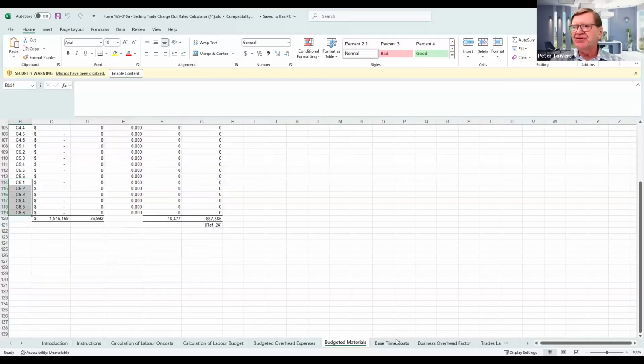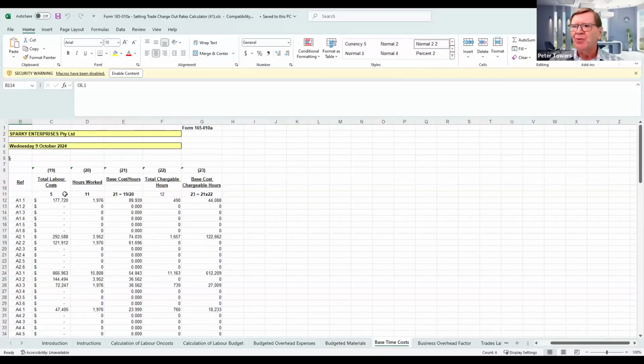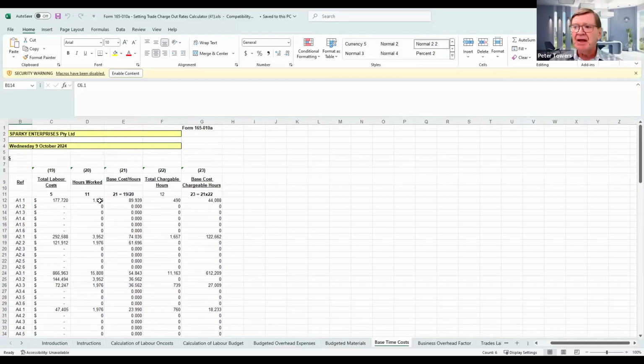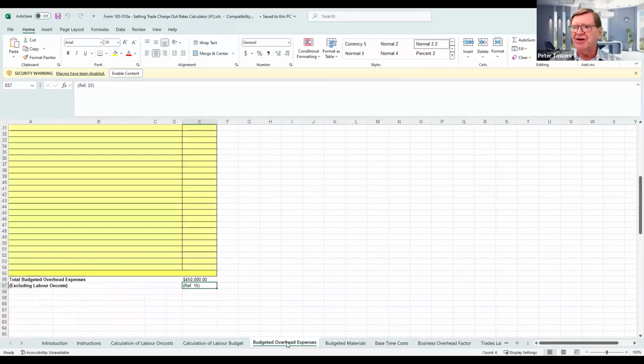The system then goes through some basic calculations to calculate the base cost. You can sit down and work this through if you like, but we take the total labour cost for each of these people. The numbers continue, the reference numbers, so you know who we're looking at. The hours worked, the base cost per hour, which is calculated there, and the total chargeable hours that we're going to charge this guy out at. So the base cost chargeable hour is calculated. Now, this is just an internal calculation, but it's there so you can see it.